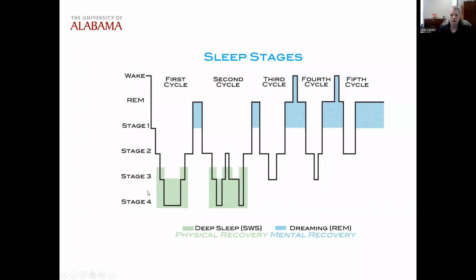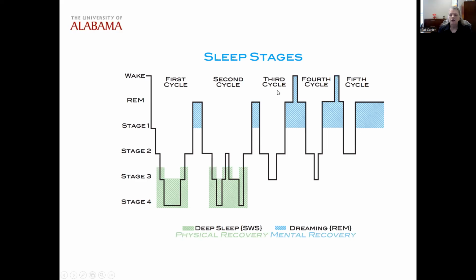So the first couple of cycles, so 90 minutes, 90 minutes. In this first 3 hours, you're really spending a lot of time in this green here, which is your physical recovery. So cleaning the toxins out of your cells, helping your muscles recover. Remember, your heart's a muscle, so this is a good thing. This is the time when your body is prioritizing physical recovery activities.